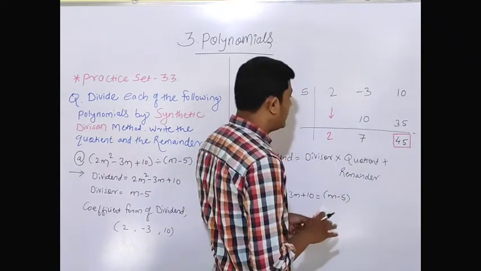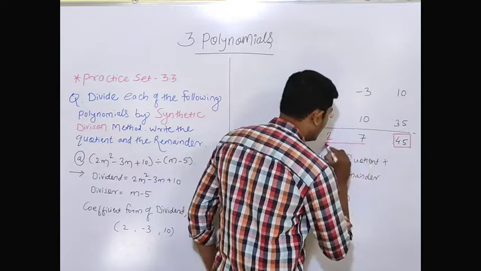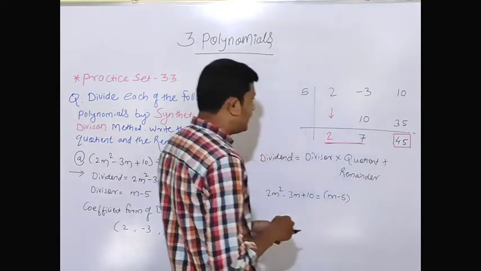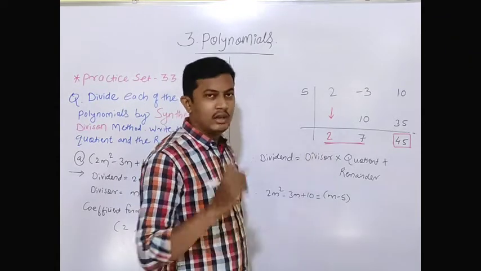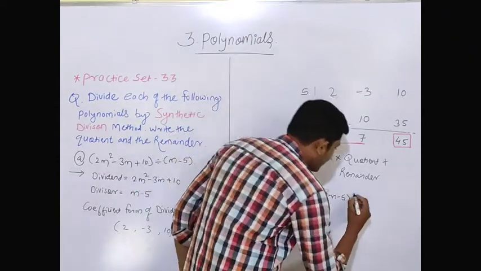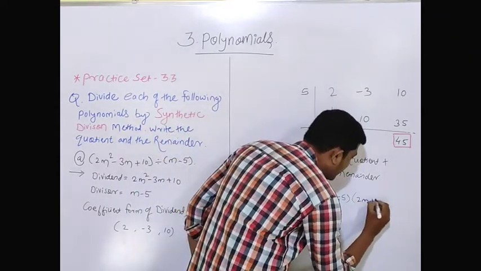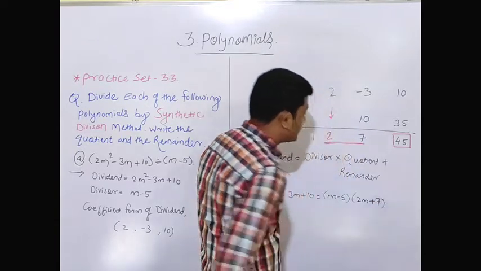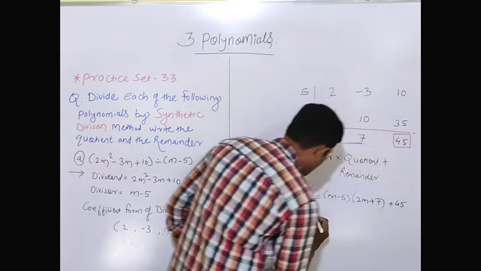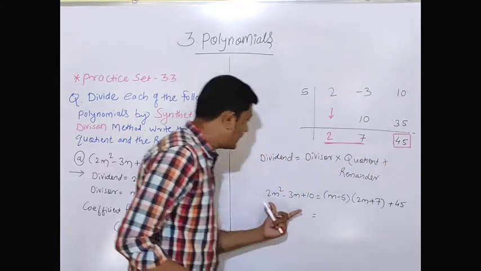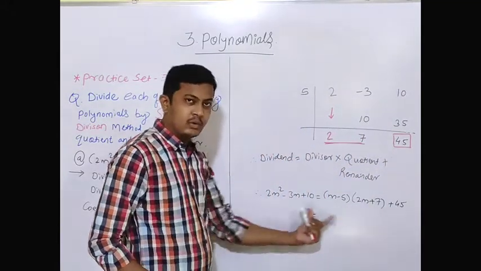Here the quotient is simply these two terms. If it has two terms, the highest degree is 1. That is 2m plus 7. So 2m plus 7 is the quotient, and the remainder is 45. If you simplify this, we get the dividend, that is LHS is equal to RHS.